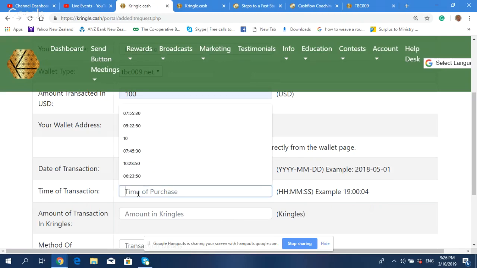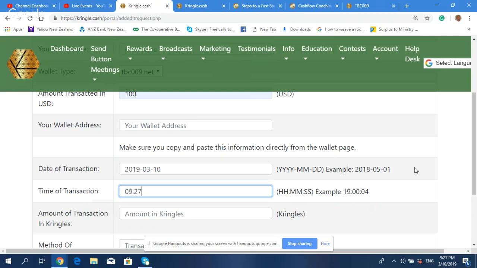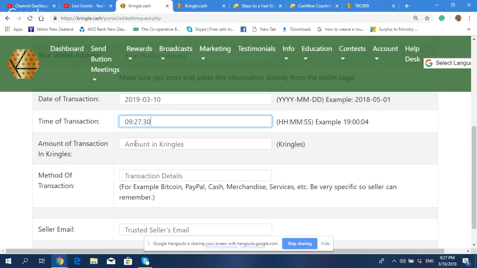And the time of purchase right now would be 0927 and say 30 seconds. And that's all that's required on the time of transaction. The amount in kringles, $100 US, is 12 kringles. The method of the transaction details, well, you have a choice: pay by Bitcoin, PayPal, or cash, or merchandise, services, etc. Be very specific so the seller can remember.